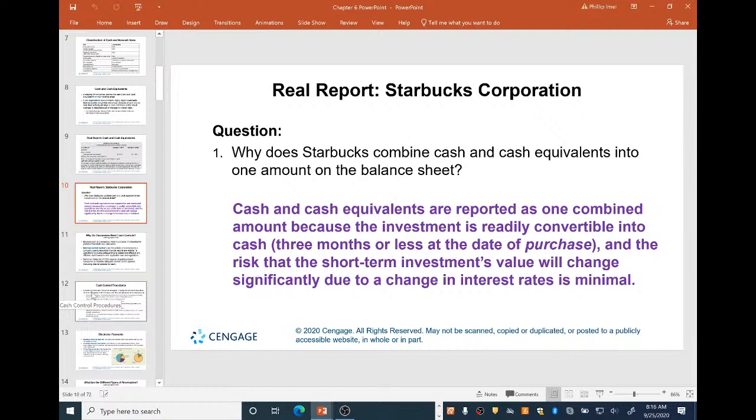It says here, why does Starbucks combine cash and cash equivalents into one amount on the balance sheet? Pretty much the same thing, because it's not going to change. They're just combined because they're like items, so they're going to show cash and cash equivalents together because in terms of GAAP and investors are concerned, they're one and the same, right?